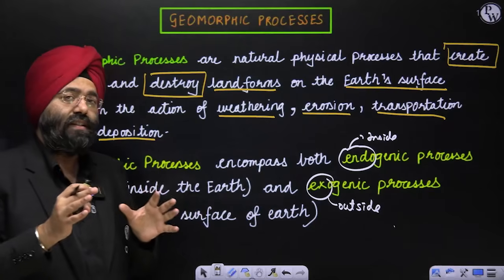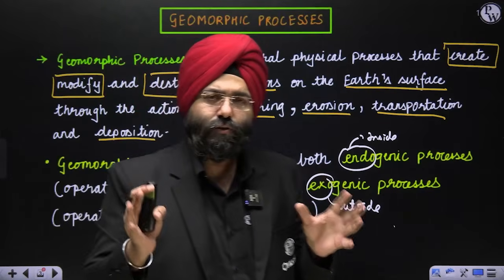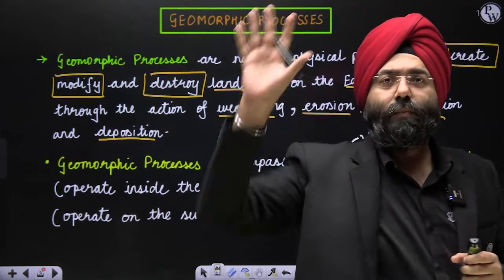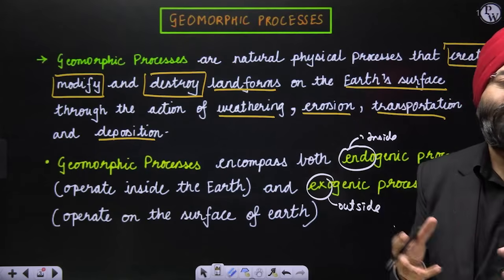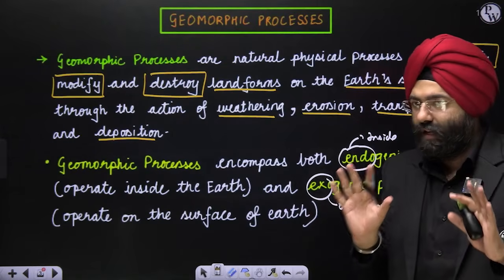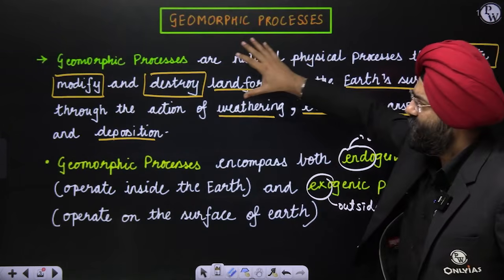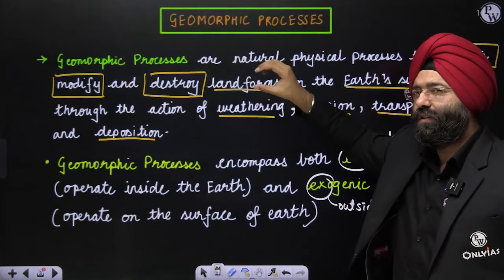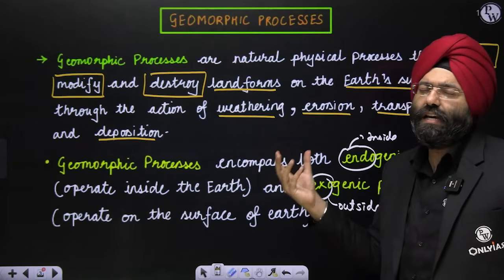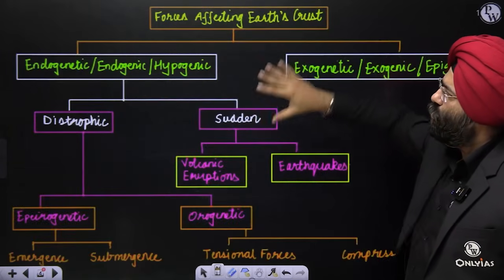These processes maintain a balance, and together they combine to form a whole major process, that is geomorphic processes. Clear? Now, having understood a little bit about geomorphic processes, and what endogenic and exogenic are, now let us go a little bit into detail.